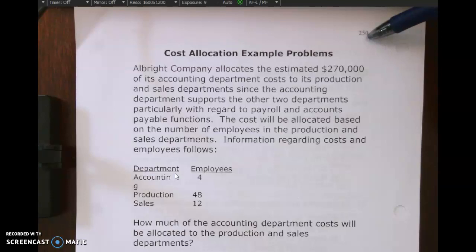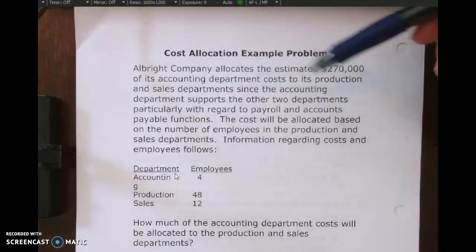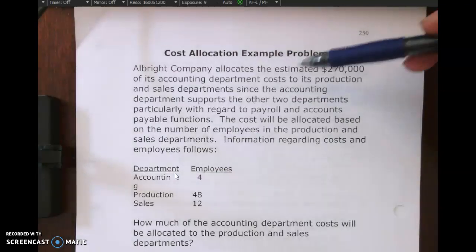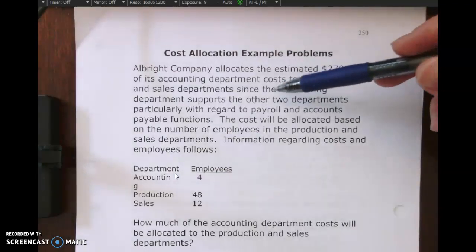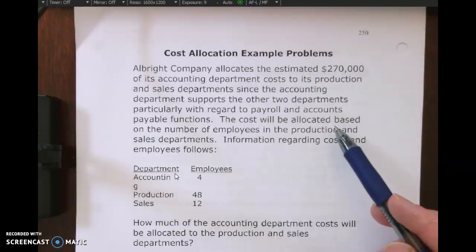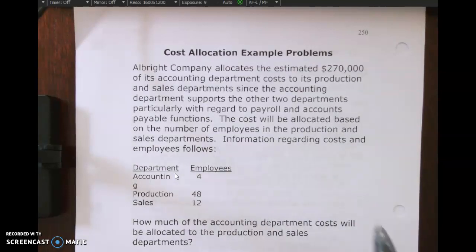So if you're following along with your course pack, I'm on page 250, and this is the Albright Company. If we look at this problem, it says the Albright Company allocates the estimated $270,000 of its accounting department cost to production and sales, since the accounting department supports the other two departments with regard to payroll and accounts payable, okay? The costs will be allocated based upon the number of employees in production and sales departments.